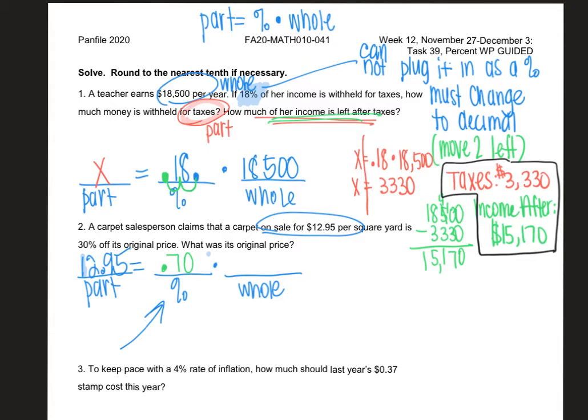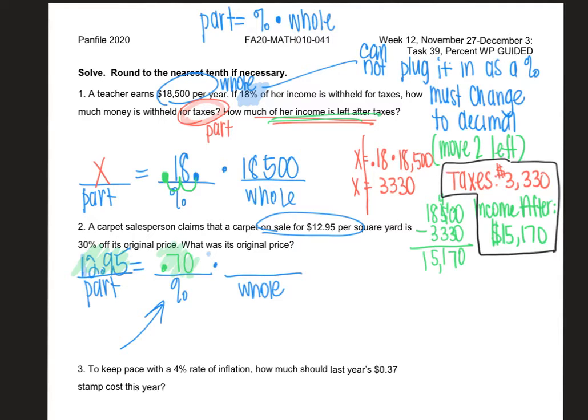Because again, these two pieces need to match. If they were saying that our discount was $3, then we would use the 30% off because our $3 is what we're getting off. But because they gave us the $12.95, the piece that we're paying for, that's what we go up to the salesperson and pay, we need to use the percentage that we're paying for, which is 70%.